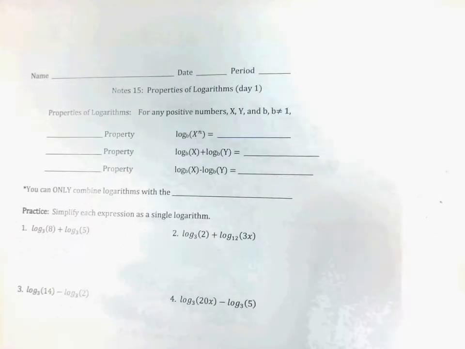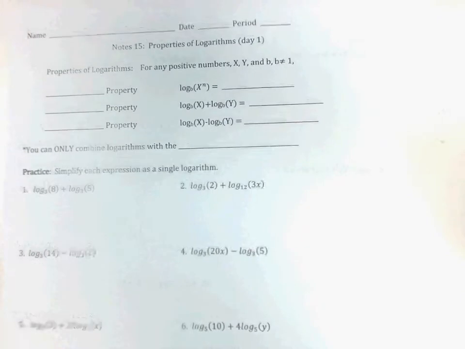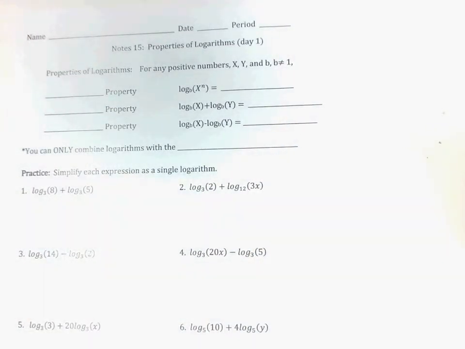Alright, you ready? Yeah? Yes? Okay, look at the top. There are 3 properties we're going to review. You learned all of these in Algebra 2, hopefully, maybe. Okay, the first one is the exponent property.